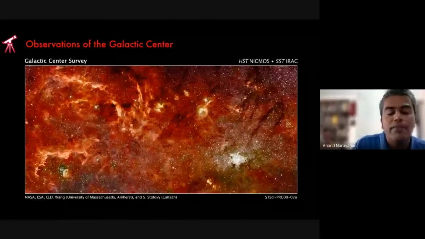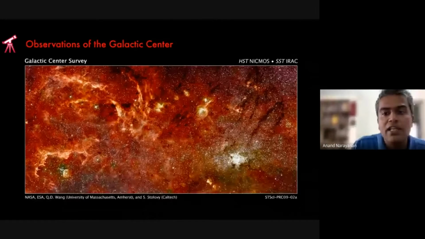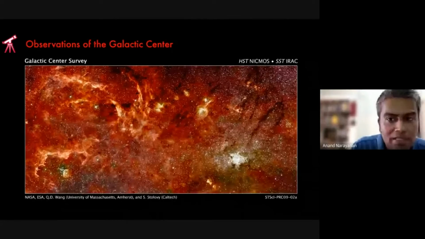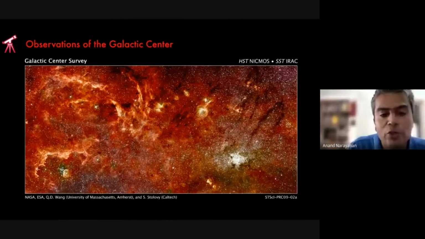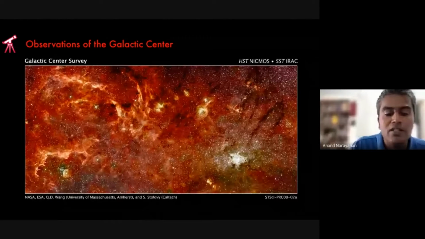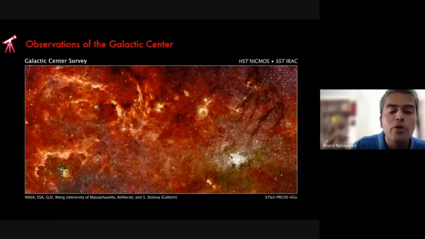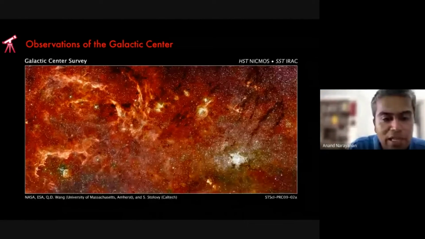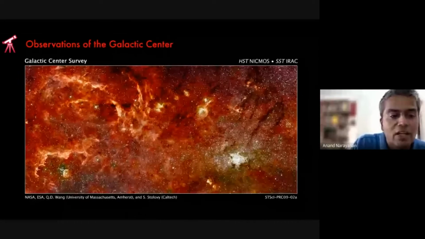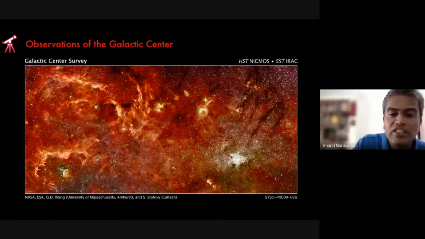This is taken by the Hubble Space Telescope and the Spitzer Space Telescope. Both are space telescopes. Hubble is optimized to look at the universe at visible wavelengths and at infrared, and Spitzer is exclusively a telescope meant to look at the universe at infrared wavelengths. Here is a picture of the galactic center, and you can see that there are a lot of stars, gas columns, and some star clusters. So in infrared, the galactic center looks like a very crowded region.